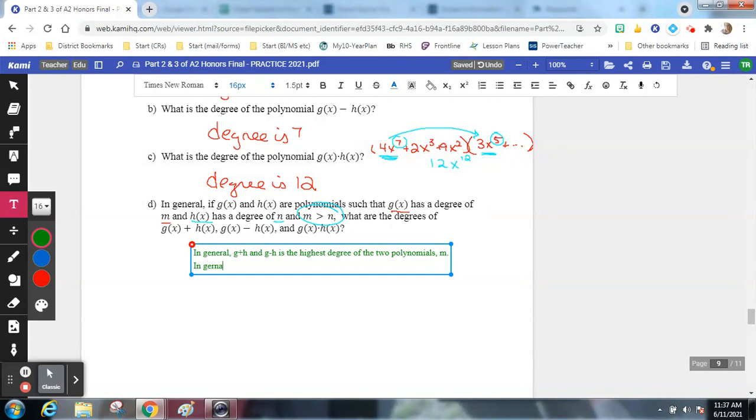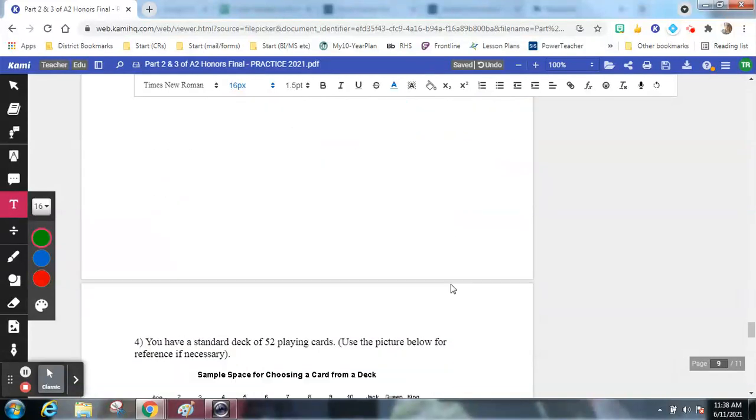For multiplication, in general, G times H, the degree is the two degrees added together. M plus N. And that's really all there is to it for that one question. So that should be a nice, easy, quick, long response question for you guys.